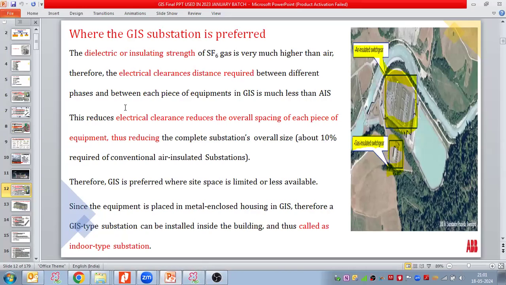So in GIS we are using SF6 gas. The dielectric or insulating strength of SF6 gas is very much higher than air. Therefore, the electrical clearance distance required between different phases and between each piece of equipment in GIS is much less than AIS.